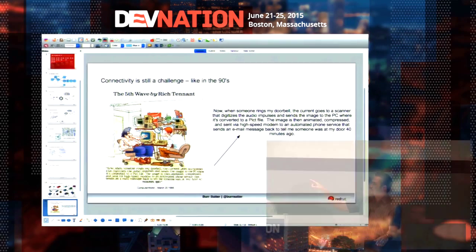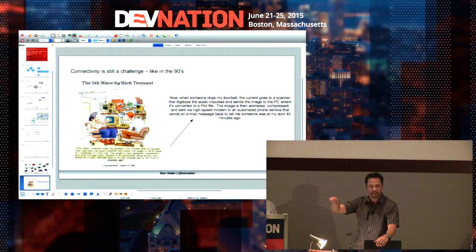This is one engineer explaining to the other engineer how he has his home automation system. "Now when someone rings my doorbell, the current goes to the scanner that digitizes the audio impulses and sends the image to the PC, where it's converted to a PIC file. The image is then animated, compressed, and sent via high-speed modem to an automated phone service that sends an email message back to me to tell me someone was at my door 40 minutes ago." I thought that was funny. It's 20 years old as a cartoon.